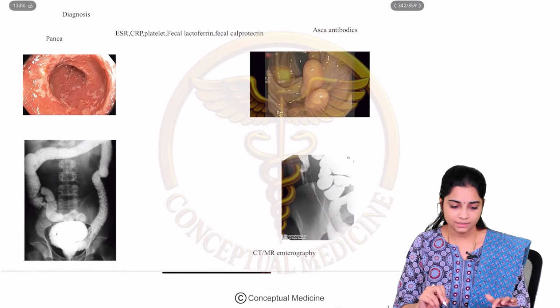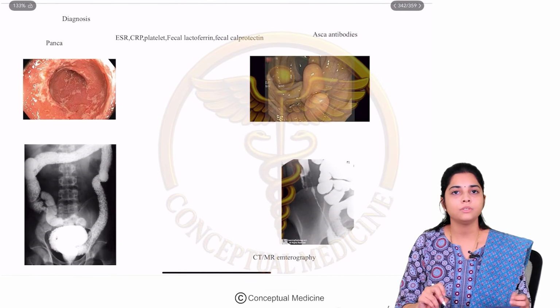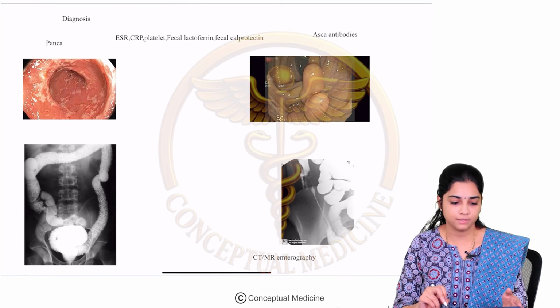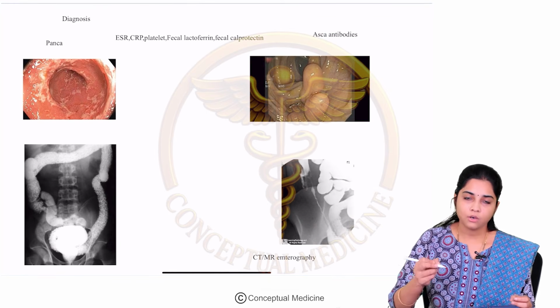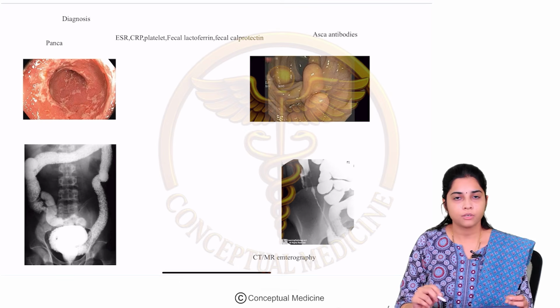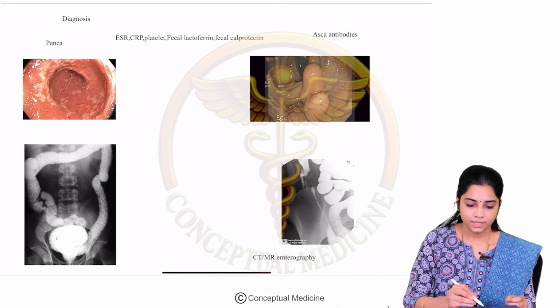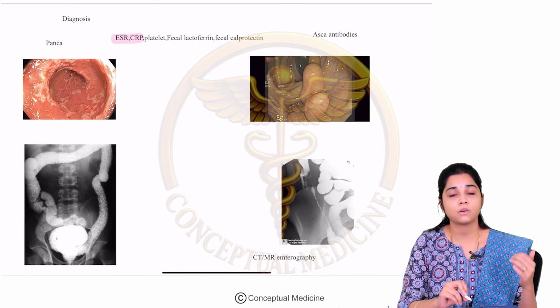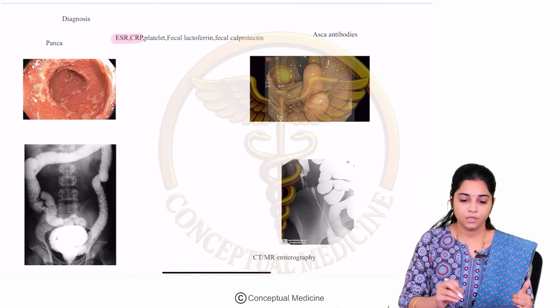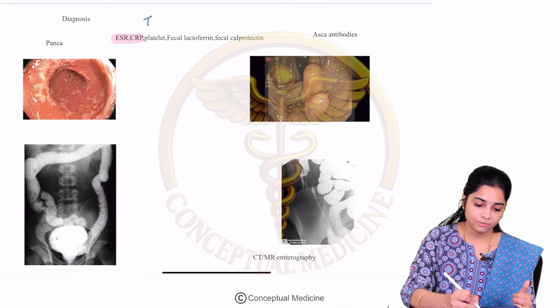Now, let us understand the diagnosis. How do you diagnose inflammatory bowel disease? A common diagnostic feature for both Crohn's disease and ulcerative colitis is raised ESR and CRP, because this is a chronic inflammatory condition. What happens to the platelets? They can have thrombocytosis.